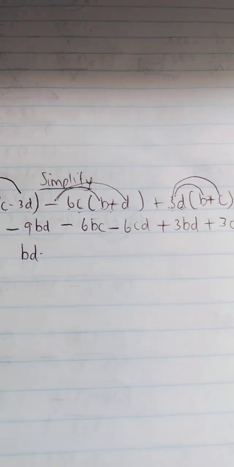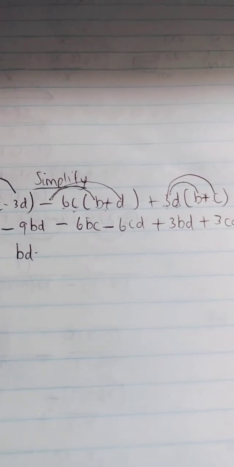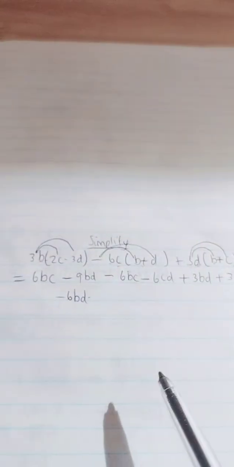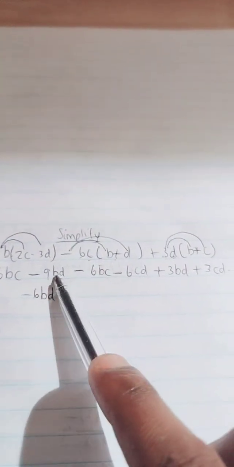Honze, very good. Negative 6. Okay, well said. Negative 6. We are done with BD.